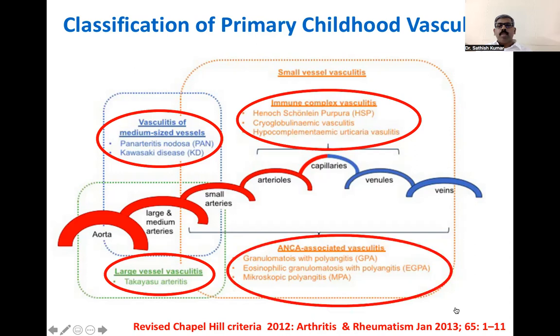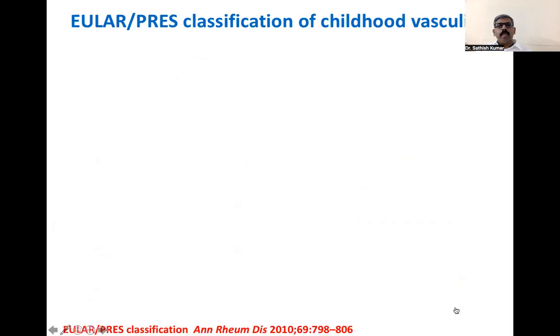And another group of small vessel vasculitis are the ANCA-associated vasculitis, which are granulomatosis with polyangiitis, which was previously called Wegener's granulomatosis, eosinophilic granulomatosis with polyangiitis, EGPA, previously called Churg-Strauss disease, and microscopic polyangiitis. So this classification is mainly for adults with primary vasculitis. So EULAR, PReS, and PRINTO have come with the specific classification criteria for childhood vasculitis.